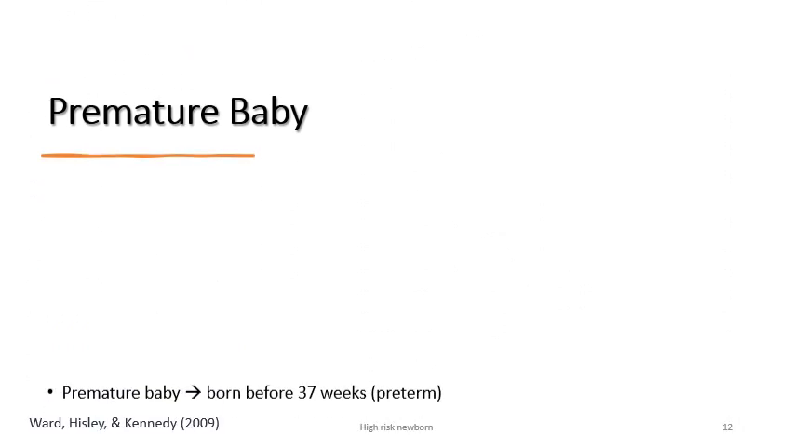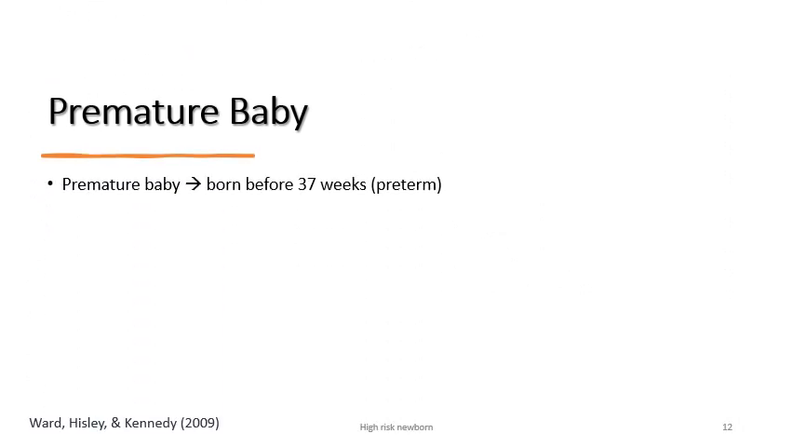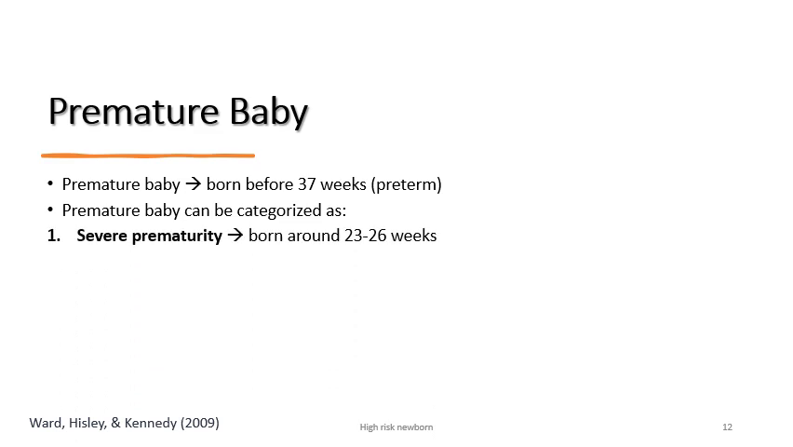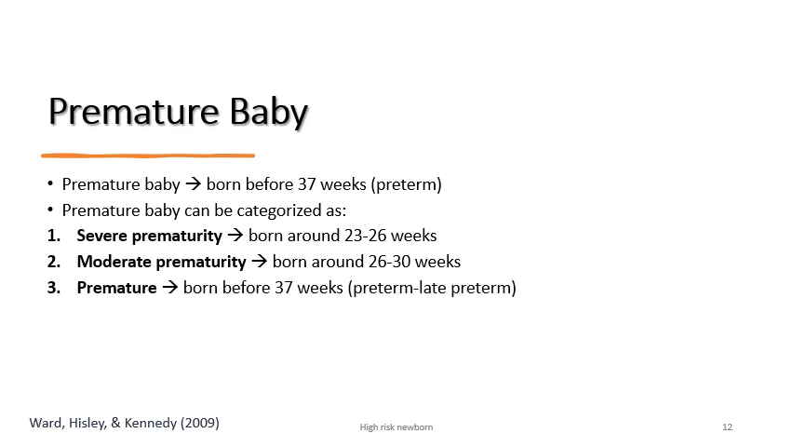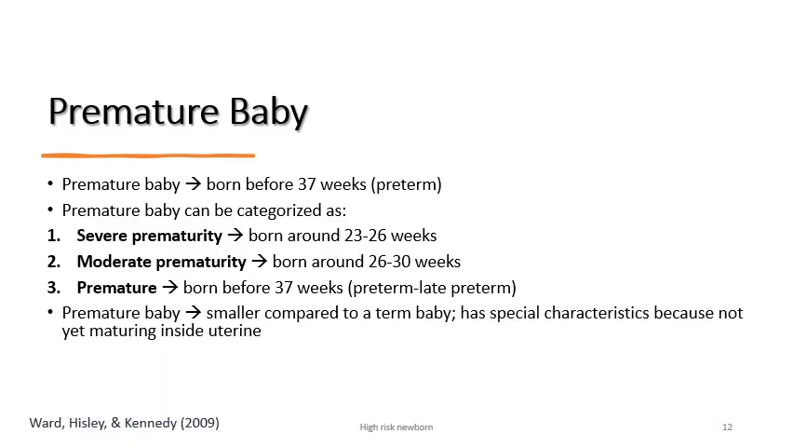Another thing is that a premature baby is born before 37 weeks, so we call it preterm. Premature babies can be categorized into severe prematurity, where the baby is born between 23 to 26 weeks, and moderate prematurity, where the baby is born around 26 to 30 weeks. We also have premature, where the baby is born before 37 weeks, or preterm or late preterm. And the premature baby is obviously smaller than a term baby, because a lot of things inside her and him are not mature yet.